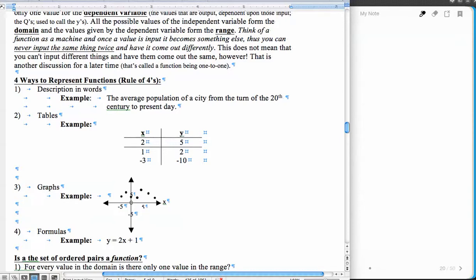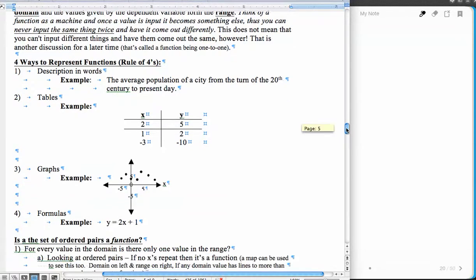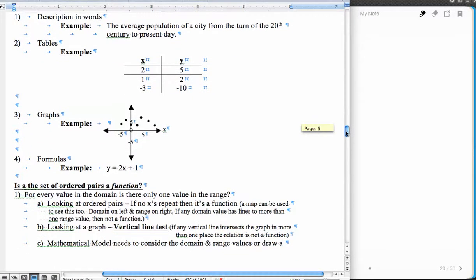So first of all, we can describe a function in terms of words. The average population of a city from the turn of the 20th century to the present day. So population is dependent upon the time. And then we could also do a function by a table, and you see that the x's and the y's represent the ordered pairs. And then a graph, we can graph the ordered pairs on a number line or on a coordinate system, and then we could represent it like a formula, like the linear equations in two variables that we've been seeing for the last few sections and back as early as chapter 1.